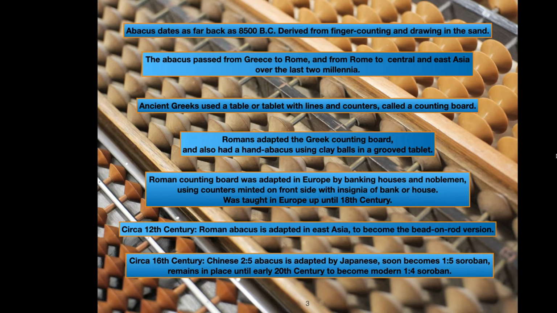And then in the early 20th century, due to the rapid mechanization of Japan as an industrial power, they modernized the abacus, their version, into the 1-4 Soroban, where you can represent the digit 0 through 9 on each row, in keeping with modern science and engineering.